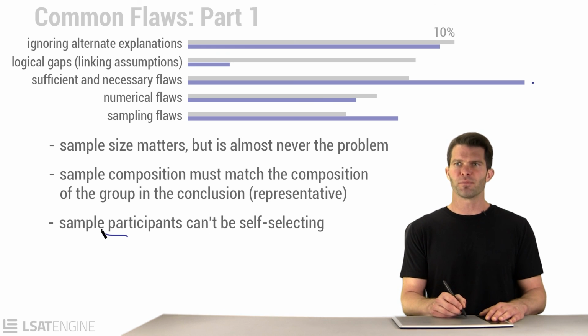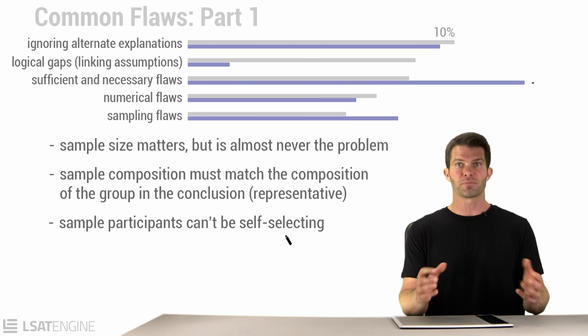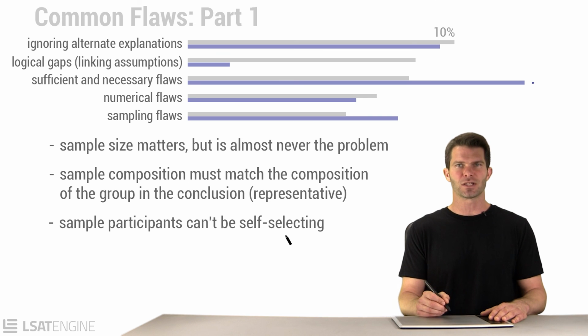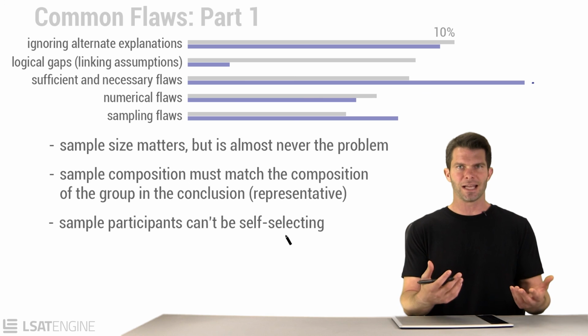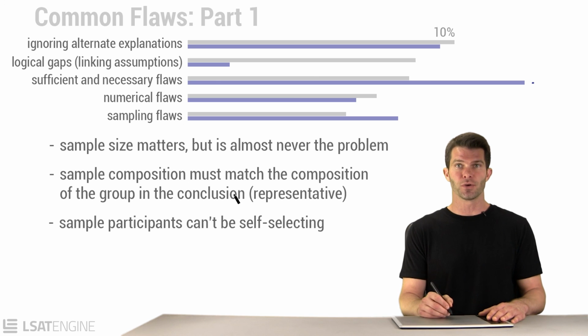And you can't let your sample participants be self-selecting. They can't opt out. You can't just look at the respondents to a survey because the people who are unhappy are maybe less likely to respond. So it's important that you make sure that you sort of force an answer out of people whether they want to provide one or not. Otherwise, there's a chance that your conclusion is going to be skewed.